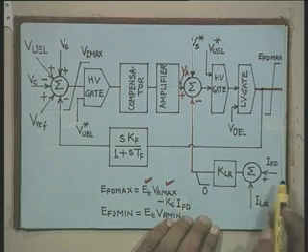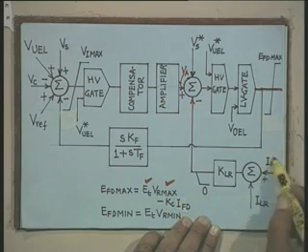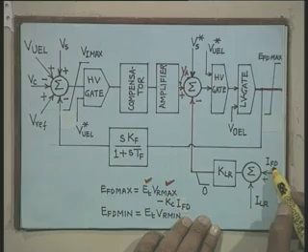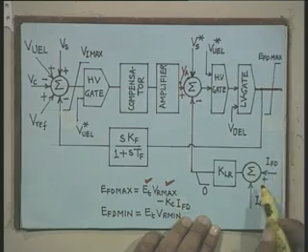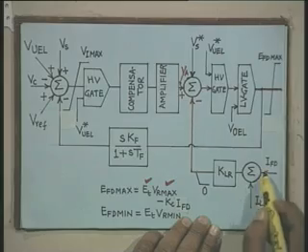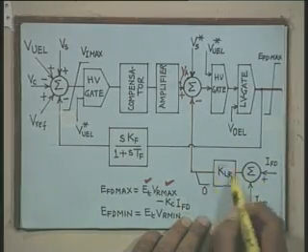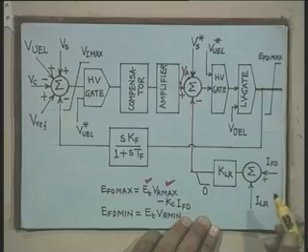It also has a field current limiter provided here. This field current limiter is realized by taking this limiting value, comparing it with the field current, then you have some gain setting and it is fed here.